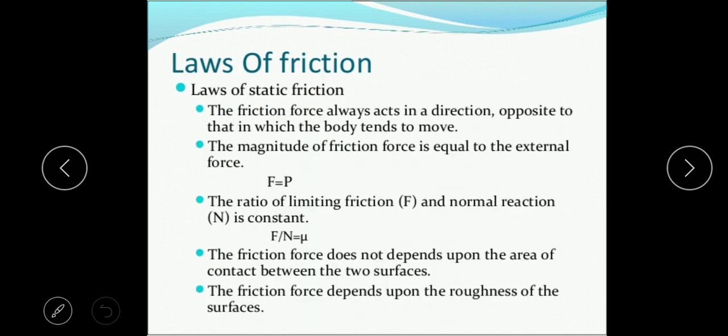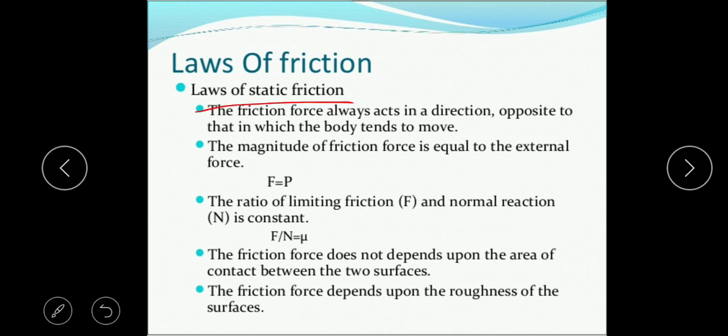Okay, then next are the laws of friction. We have already seen in unit test 2 the laws of friction: static friction and dynamic friction related laws are present. So these are the static related laws.